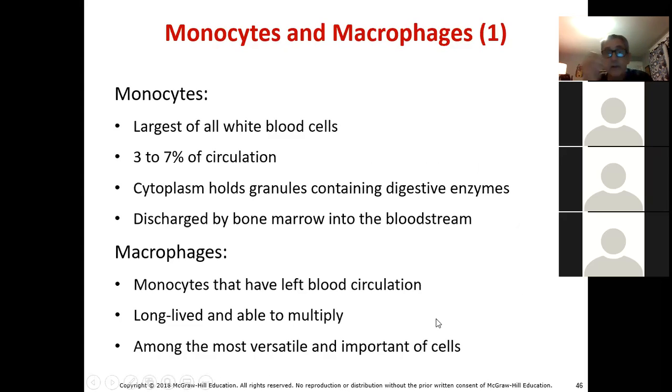The monocytes are the ones that travel throughout the circulation. They have a cytoplasm that has digestive enzymes. They are discharged by our bone marrow into the bloodstream. They become the macrophages. They are long-lived. They're able to multiply. They're a very versatile and important part of the phagocytic system.